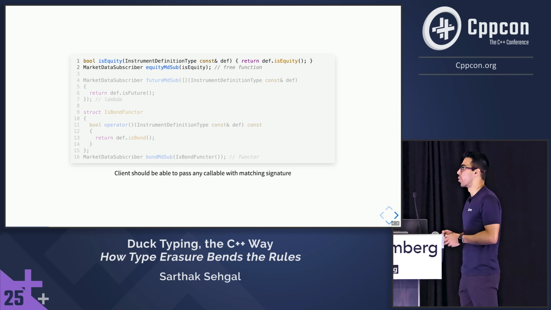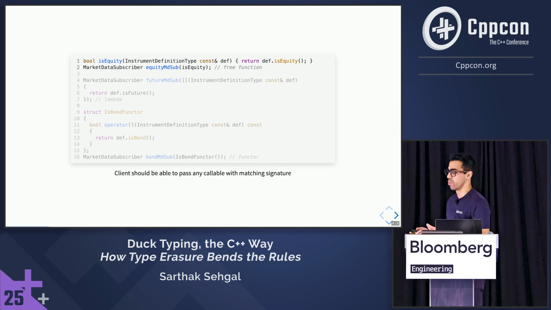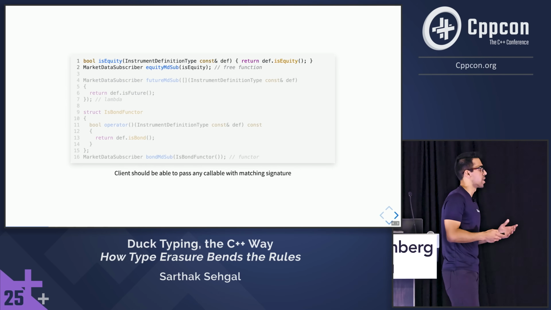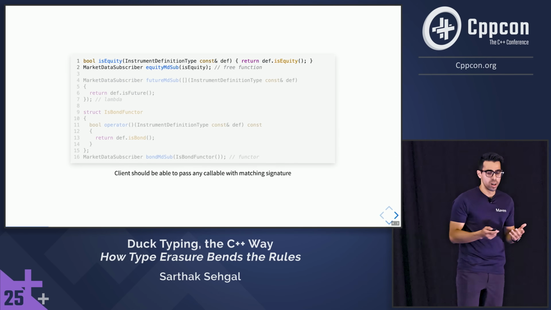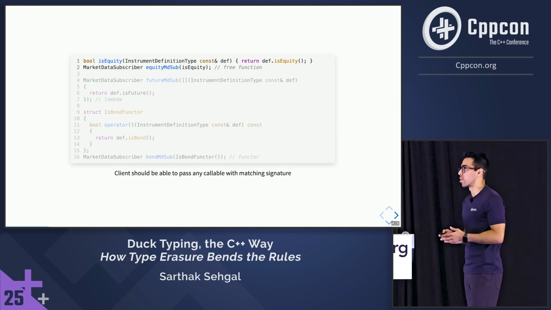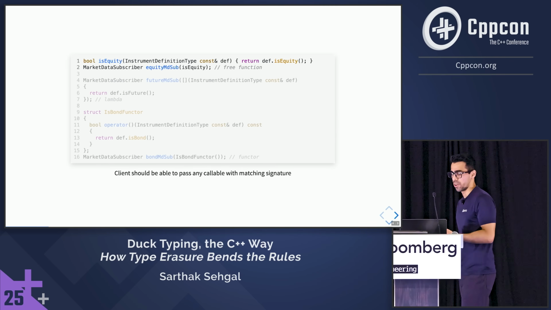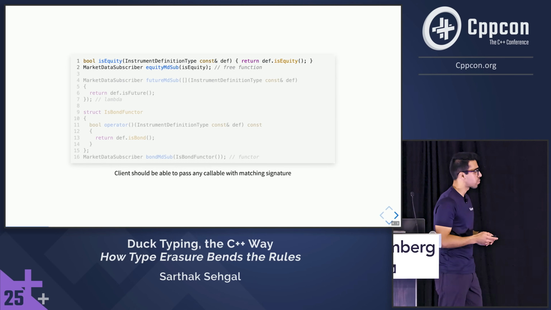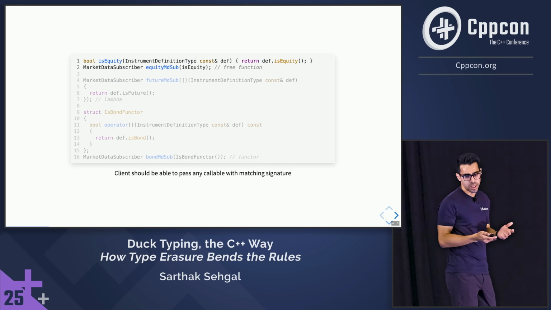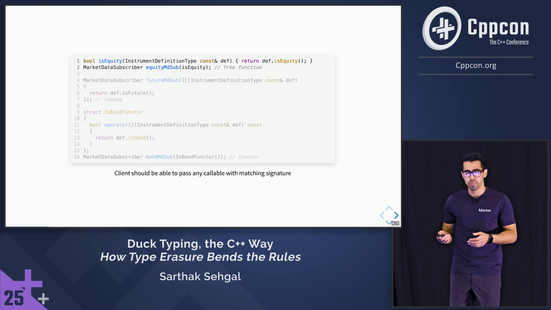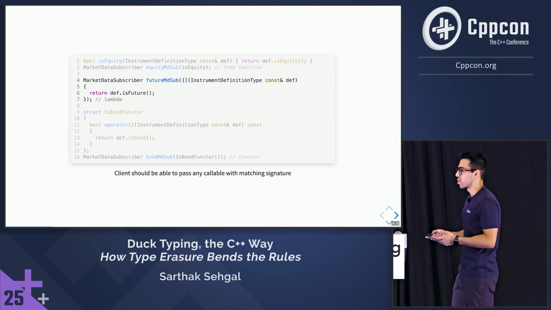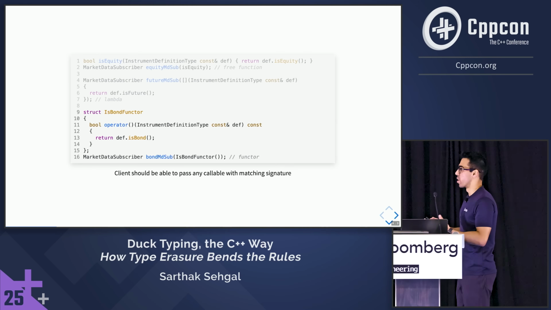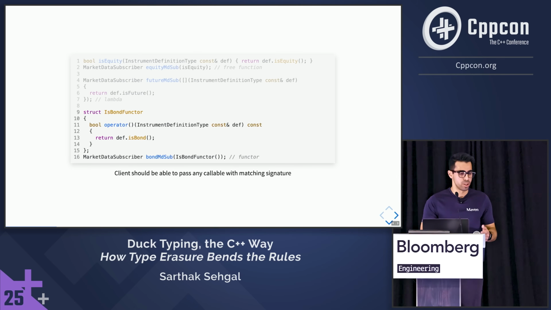The important thing to note here is that we want this class to be fairly flexible, and the client should be able to pass any callable as long as it meets the function signature. As long as it takes in a const ref to an instrument definition type and returns a Boolean, the client should be able to pass that function. For example, in this case, the client is passing a free function, a lambda, and a functor. So we want it to be fairly flexible for the clients to use.